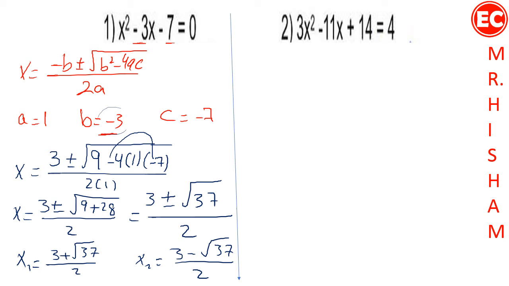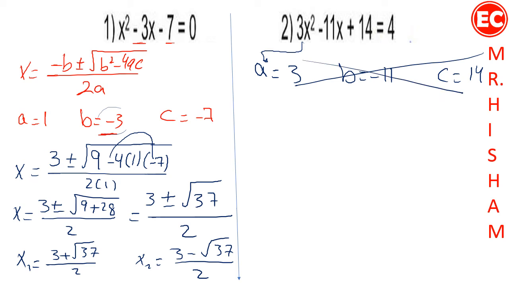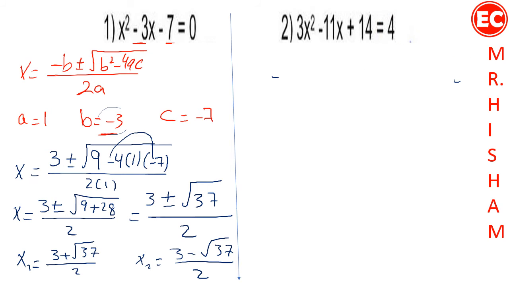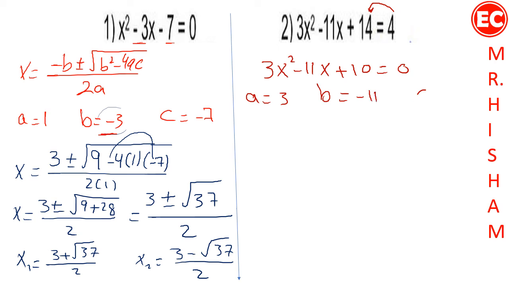The second one: a is equal to 3, the coefficient of x squared, b is equal to negative 11, and c is equal to 14. Of course, this is wrong. And why is that? Because the equation is not equal to 0. So the first step, you should make sure that the equation of the second degree is arranged and equal to 0. So by moving positive 4 to the left, we get 3x squared minus 11x plus 14 minus 4, which is positive 10, is equal to 0. So a is equal to 3, b is equal to negative 11, and c is equal to 10.